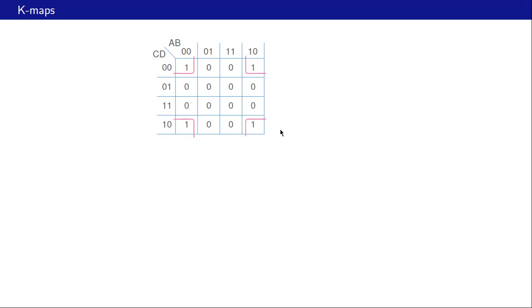Okay, so what is the term that corresponds to these 4 ones? That product term is independent of A because A is 0 here and A is 1 here. It has B bar because B is 0 here and B is 0 here. It is independent of C because C is 0 here, C is 1 here, and it contains D bar because D is 0 here, D is 0 here. So that product that we are looking for is X equal to B bar D bar.